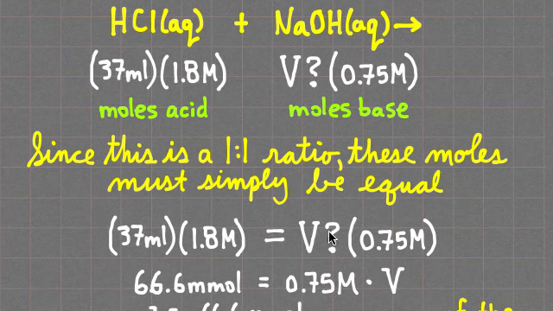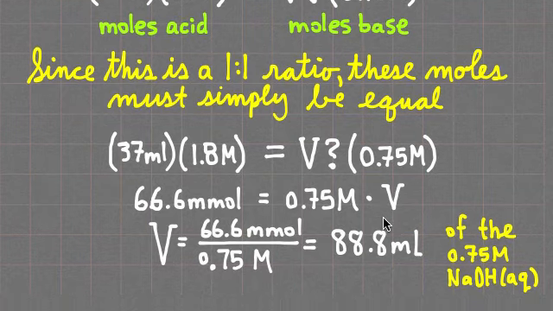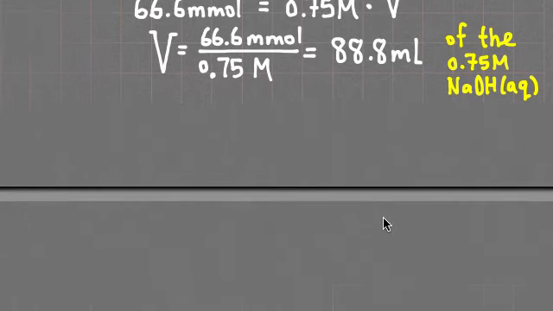The moles here equal the moles here. Moles of acid equal moles of base, if it's a 1-to-1 ratio. And I get 66.6 millimoles of acid must equal 66.6 millimoles of base, but I just don't know this one yet. So this one times this one divided by this one gives you this one. That's a valuable concept.